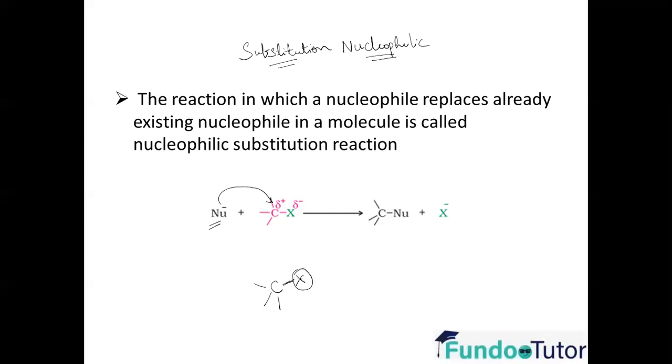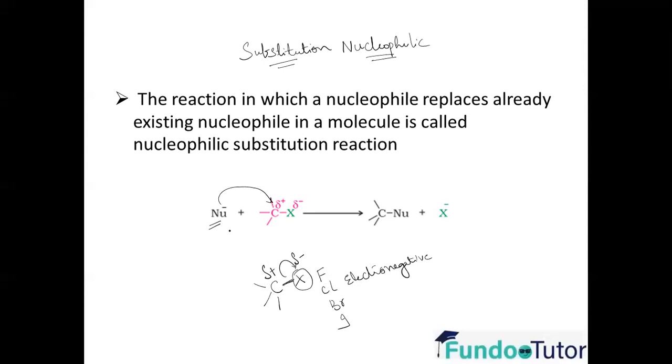Because X, any halogen, F, Cl, Br, or I, is electronegative. The halogen is more electronegative than the carbon, so it will try to draw the electrons from the carbon towards itself. As a result, the bond is polar, and the carbon gets the partial positive charge and the halogen gets the partial negative charge.